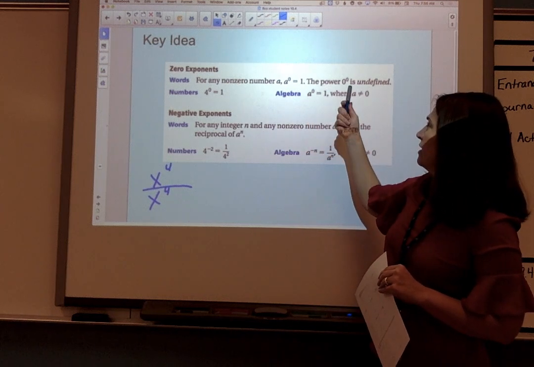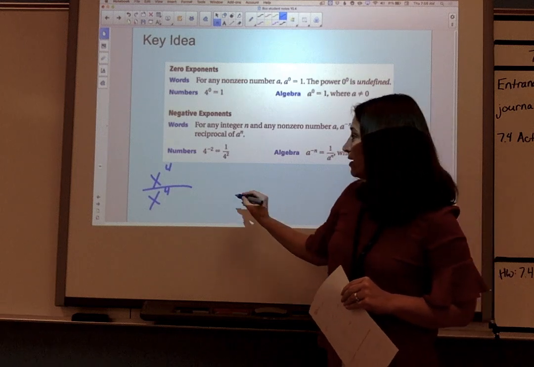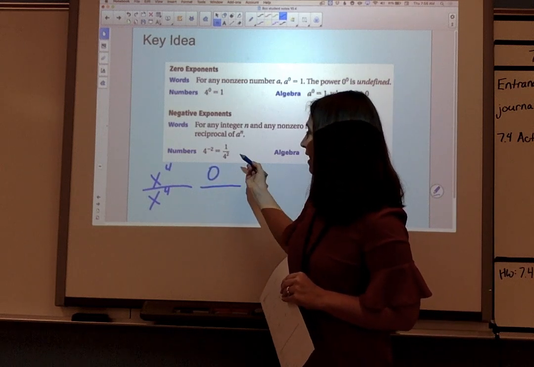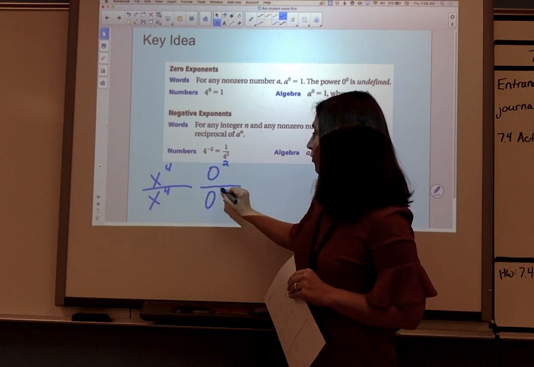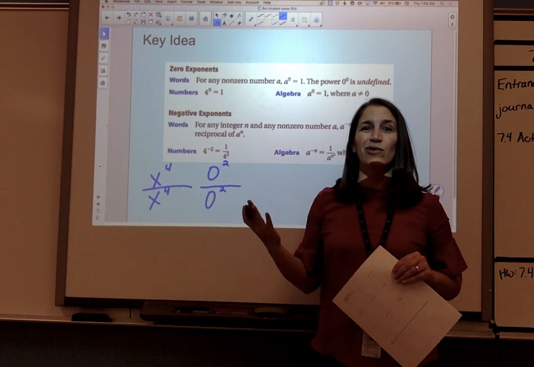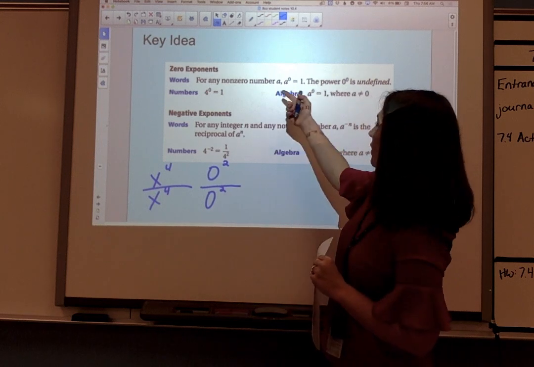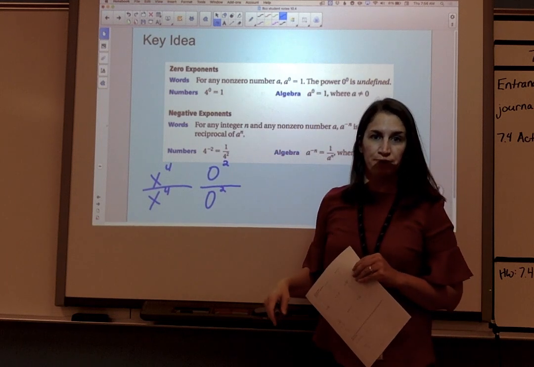On that same token, 0 to the 0th power would be undefined because we can't have 0 to the 2nd power over 0 to the 2nd power, because that would be 0 divided by 0, and we know that anything divided by 0 is undefined. So that's why it needs to be a non-zero number.